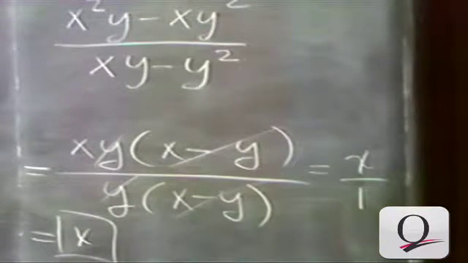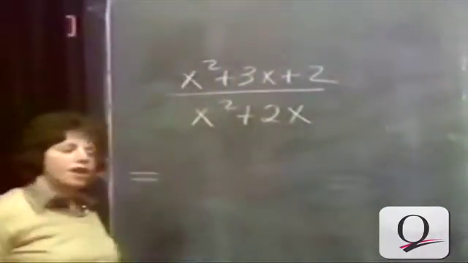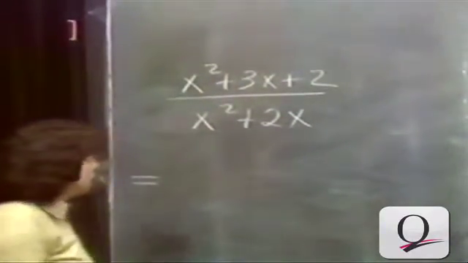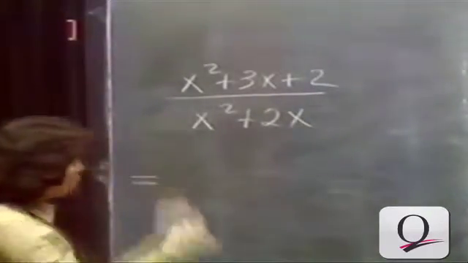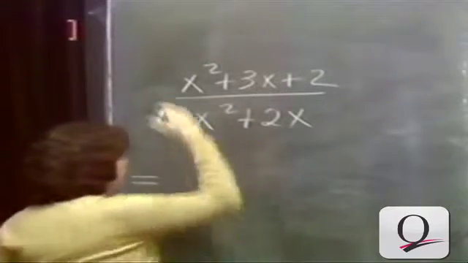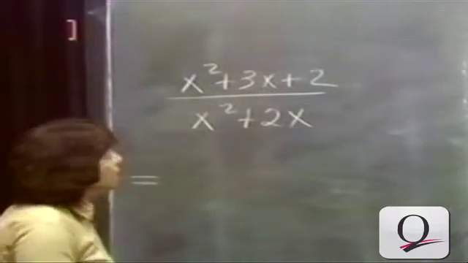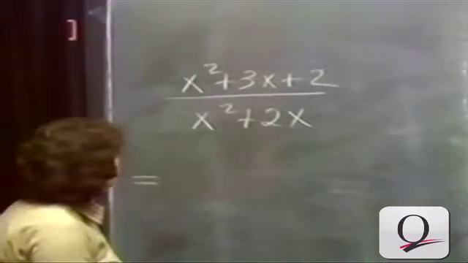Okay, for our next example, let's try this. x squared plus 3x plus 2 over x squared plus 2x. Once again, you cannot cancel the x squareds. They are not factors in the numerator and the denominator, nor can you cancel the 2's. What you must first do in any problem you want to reduce to lowest terms is factor the top and the bottom completely, and then try to cancel things out.